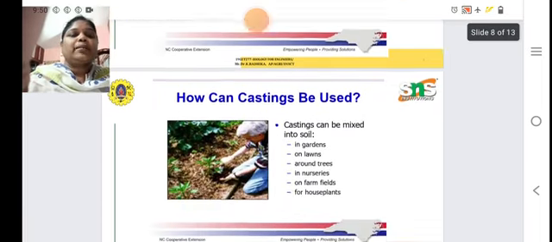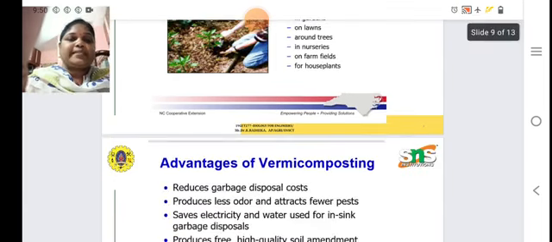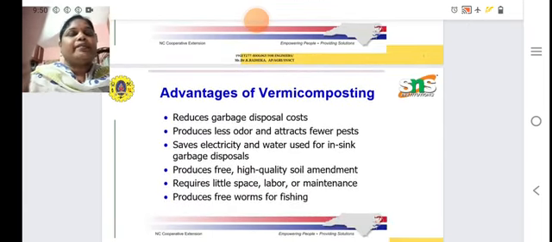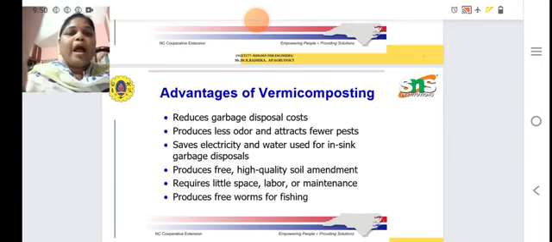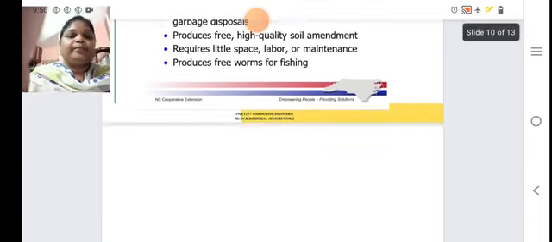How can castings be used? Castings can be mixed in gardens, on lawns, around trees, in nurseries, and on farm fields, and used for house plants. Then, what are the advantages of vermicompost? It reduces garbage disposal cost, produces less odor, attracts few pests, and saves electricity and water used for in-sink garbage disposal. It produces free high quality soil amendment, requires little space, labor or maintenance, and provides free homes for fish.